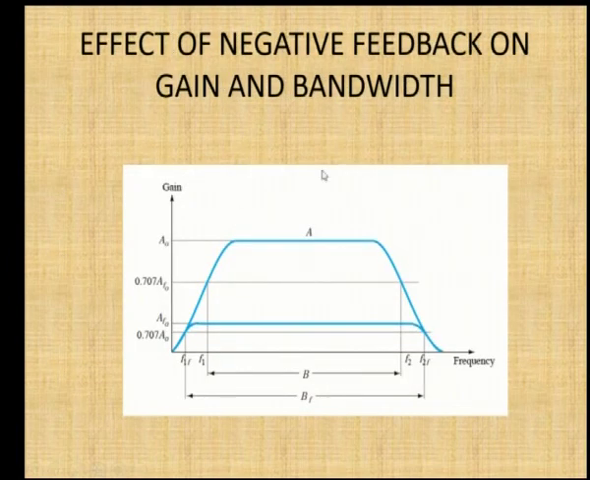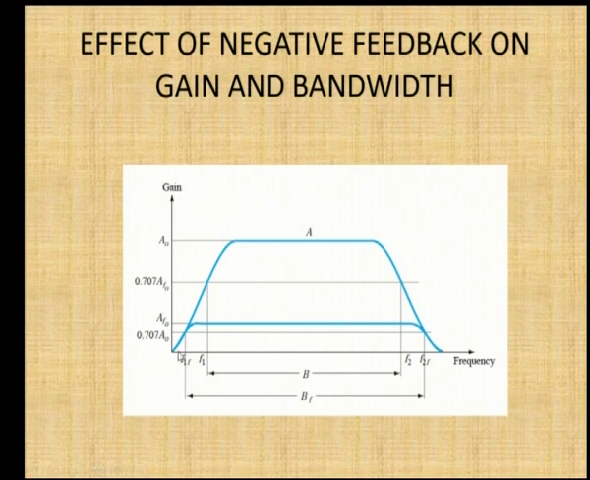And this is the effect of negative feedback on gain and bandwidth. This is the graph drawn for the frequency response of an amplifier. So, the x axis has the input frequency, that is the frequency of the input signal, and the y axis has the gain of the amplifier in dB.